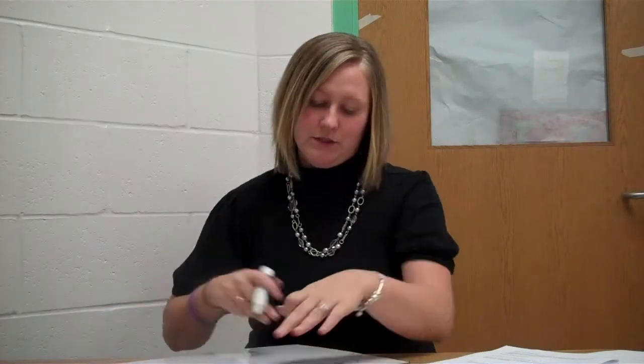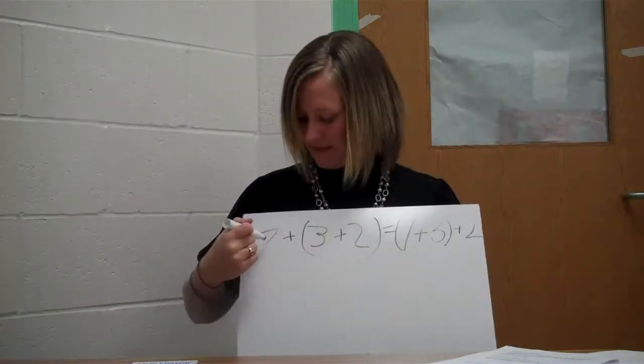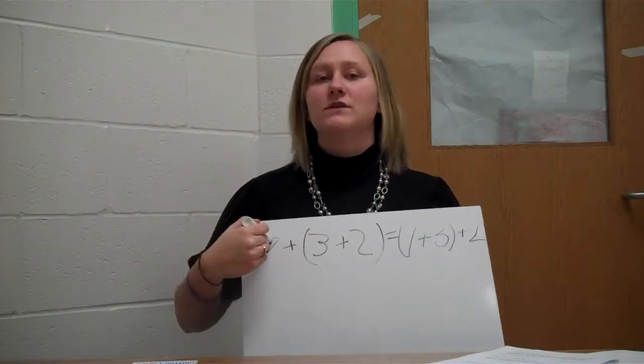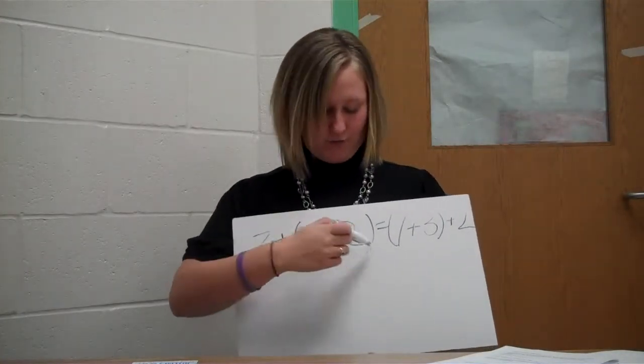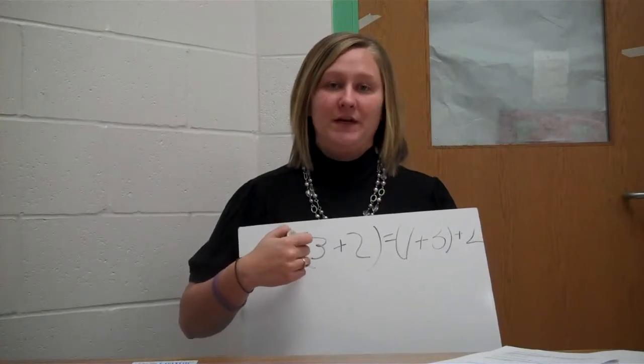The associative property states that it doesn't matter which way you group the numbers together, you will get the same answer. Some examples are 7 plus 3 plus 2, with parentheses around 3 plus 2, and that's the same as 7 plus 3 in parentheses plus 2. Okay, so that's what it looks like. The associative property states that it doesn't matter where you group the parentheses, you're still going to get the same answer.